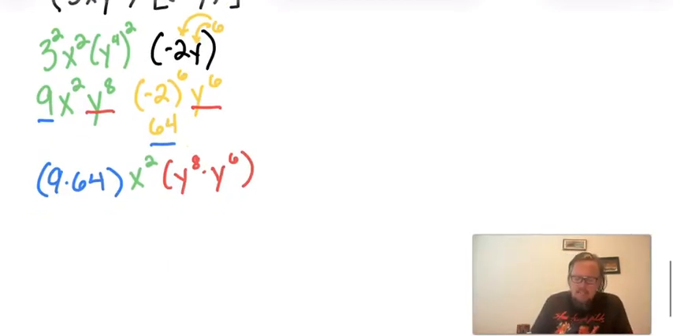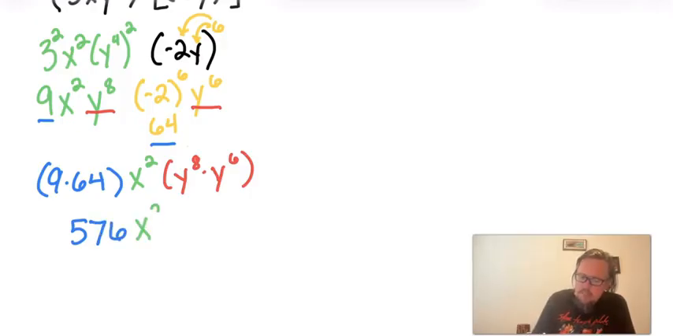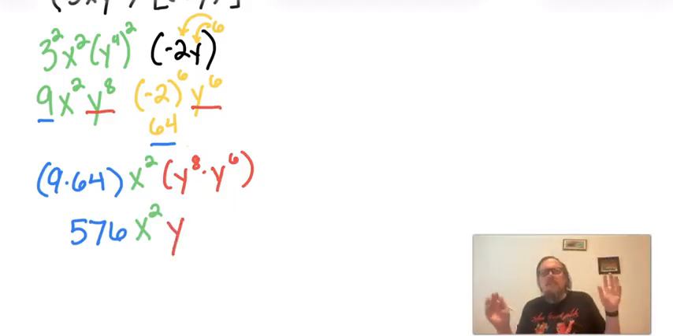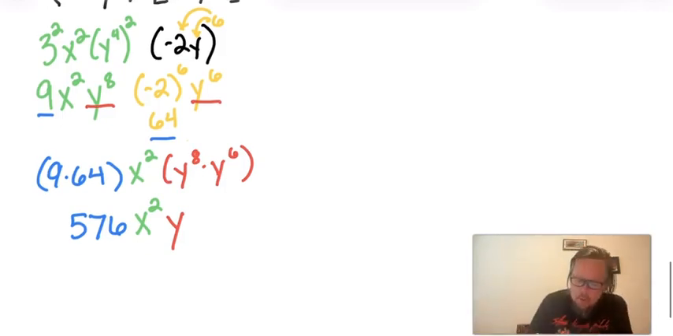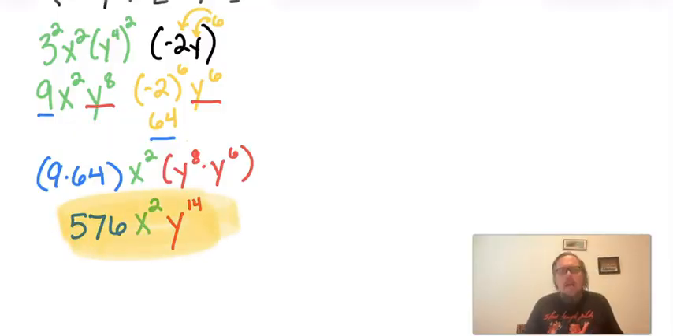So 9 times 64 is 576, I think. If it's not 576, whatever you do, don't tell me. Just let me live the rest of my life thinking I got that right. And then product of powers means we have the same base and we add the exponents. So 8 plus 6 is 14, so this will be y to the 14th. And that's going to be our answer. 576 x squared y to the 14th.